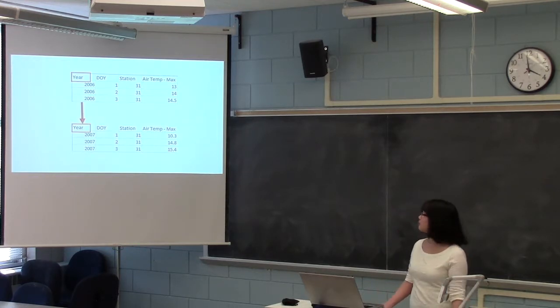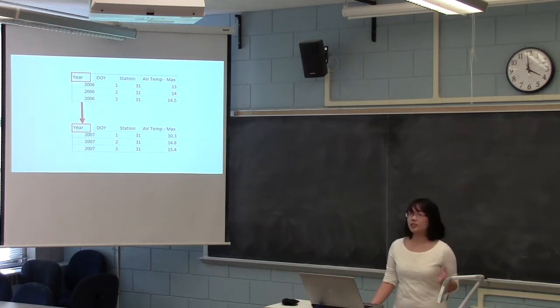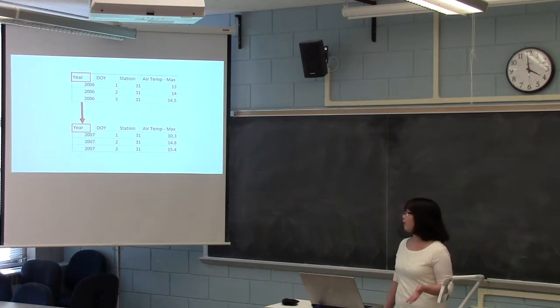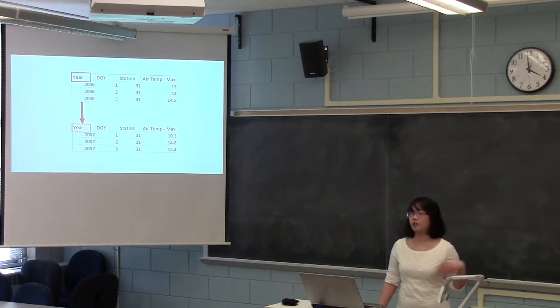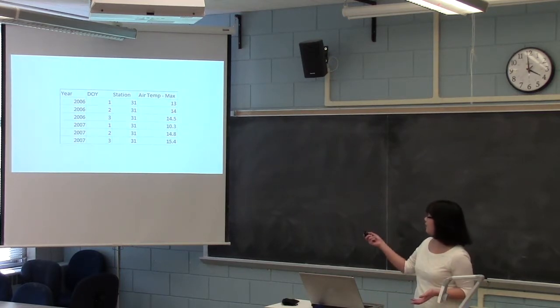So once you have the data in your program, which I was using JMP, you can actually combine the data by columns. So in this example, you have year, day of year, station, and air temp max. And you can tell the program, I want to combine things by column. So it'll say, okay, I'll match column 1 with column 1, or I'll match year with year. It'll look at the column name. So here we have everything nicely arranged by column.